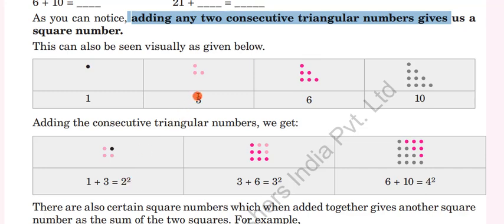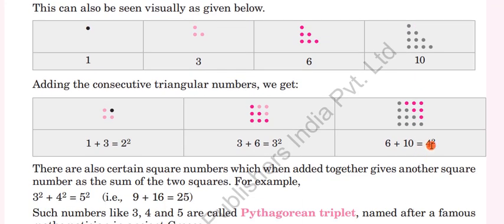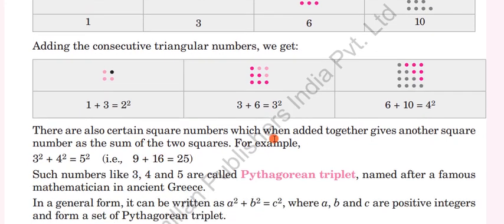Now, similarly, 3 and 6, they have added here, and it becomes a square of 9. Similarly, 6 and 10, you can place it just above this one, and definitely you will get 4 square. So, we can conclude that we can also express a square number as a sum of 2 squares. Now, here is another type: 3 square plus 4 square equals 5 square, which comes out to be 9 plus 16, which is equal to how much? 25. Such numbers like 3, 4 and 5 are called Pythagorean triplets.